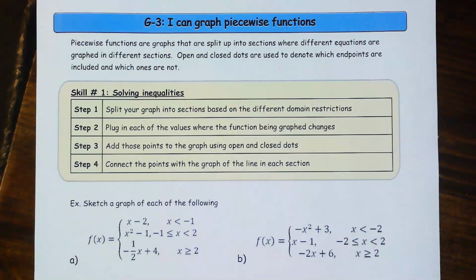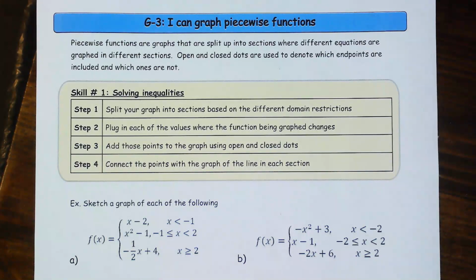Today we're going to talk about piecewise functions. Basically, these are graphs that are split up, where I'm going to give you 3 equations, or 2 equations, or 5 equations, or whatever, as you can see on the bottom of the graph here. And then I'm going to give you different x values where those functions are graphed.